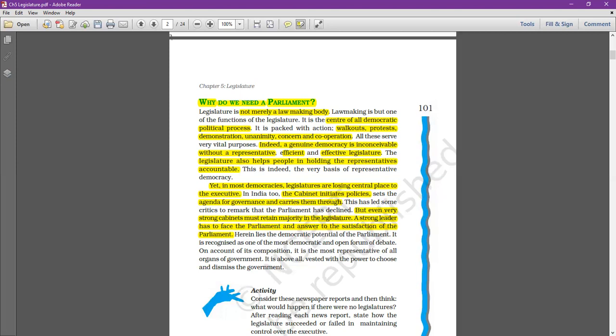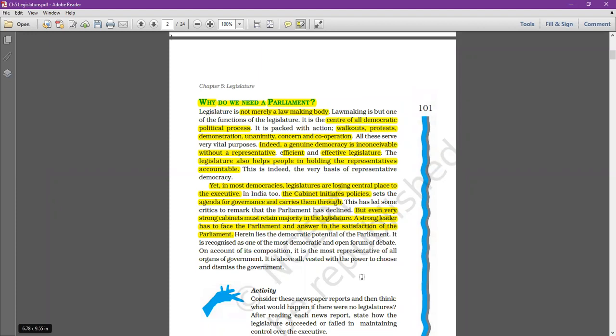even the strong leader has to face parliament and answer to the satisfaction of the parliament. Many times you might have seen on Lok Sabha TV or Rajya Sabha TV that the opposition leaders, sometimes even the ruling party leaders themselves, ask questions from the ministers, even the prime minister. They have to deliver, they have to give the answers. So that's how the accountability of the cabinet, the accountability of the government is maintained through the legislature. So here we are understanding the importance of the legislature.